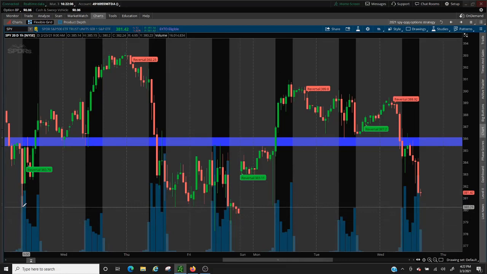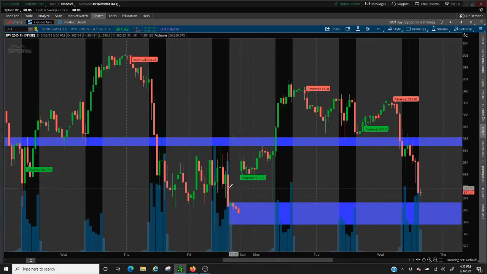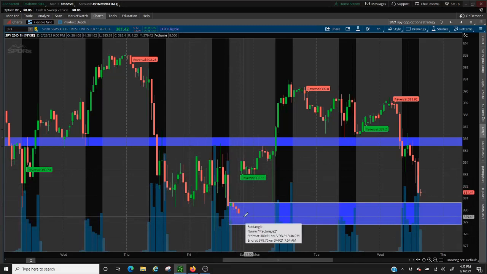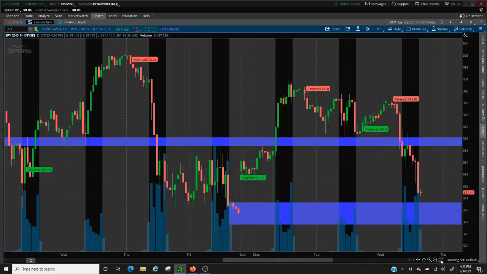So I think that this can go into this zone. Okay, and why is that? Let's look at this right here. Let me see if I can expand this.